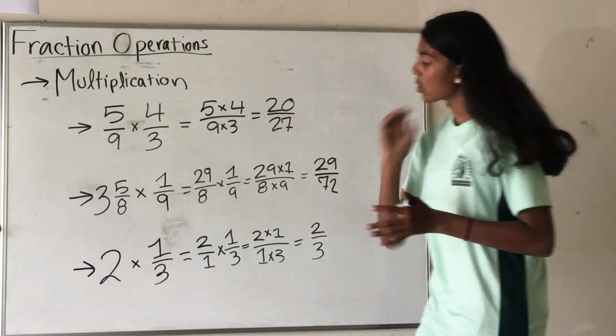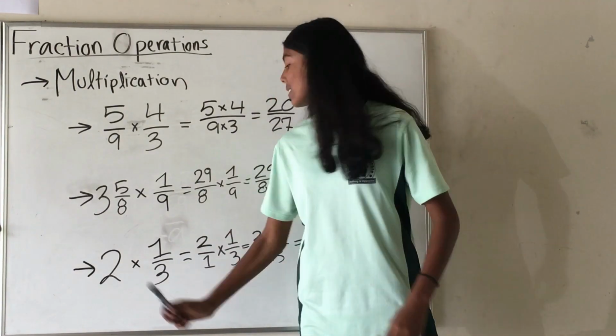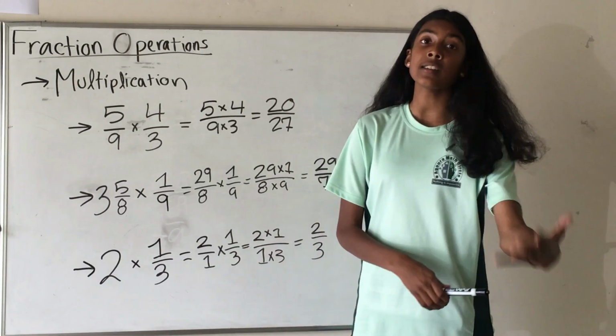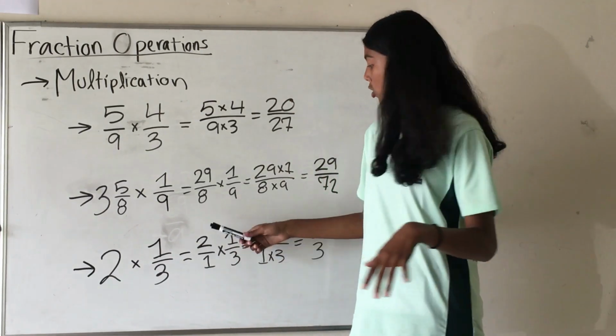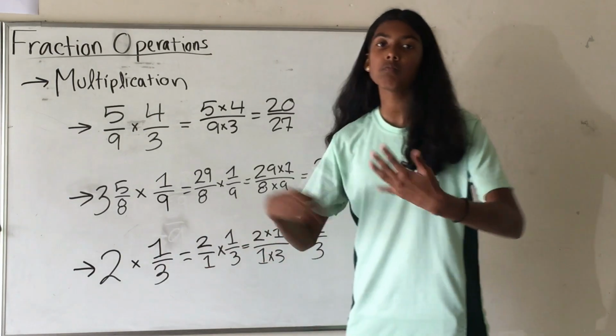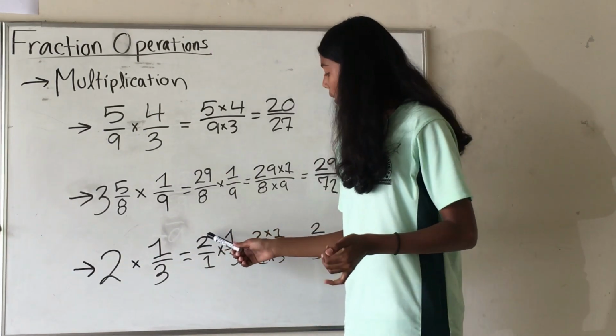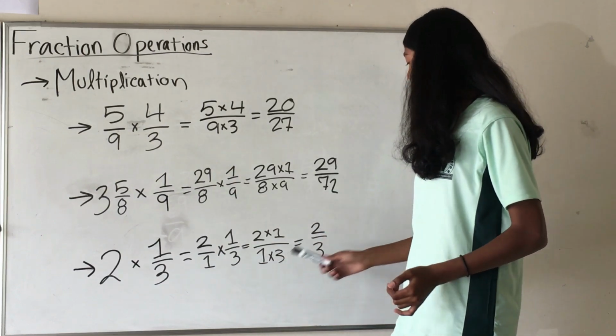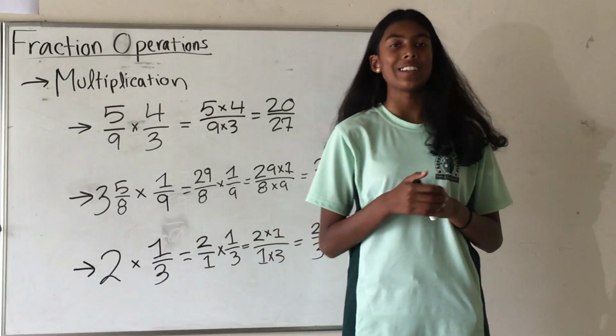And last but not least, we have a whole number times a fraction. The whole number can be written as 2 over 1 because technically a fraction is a division problem. So 2 divided by 1 is still 2. So they're equal. So 2 times 1 over 1 times 3. 2 times 1 is 2. 1 times 3 is 3. Your answer is 2/3.